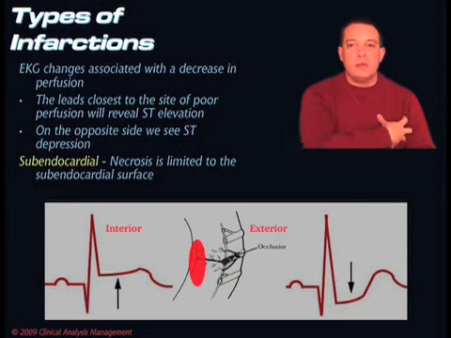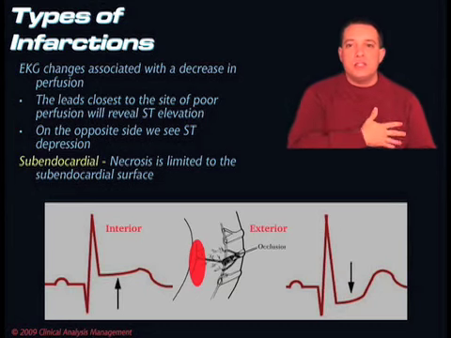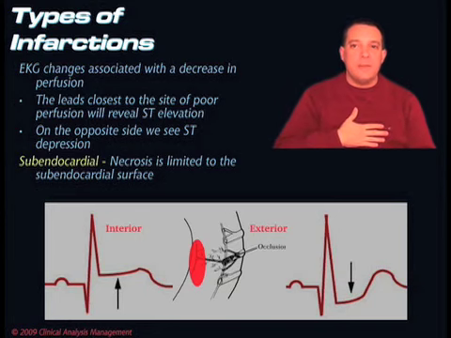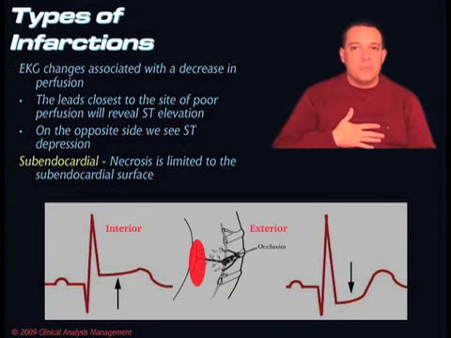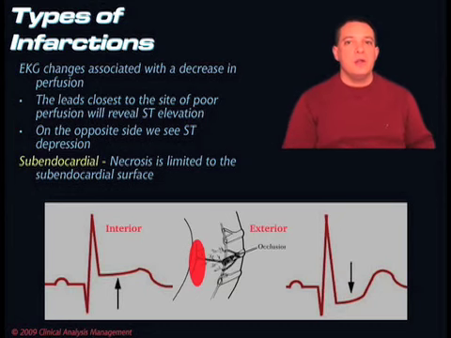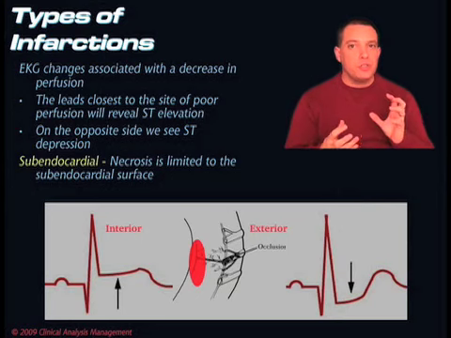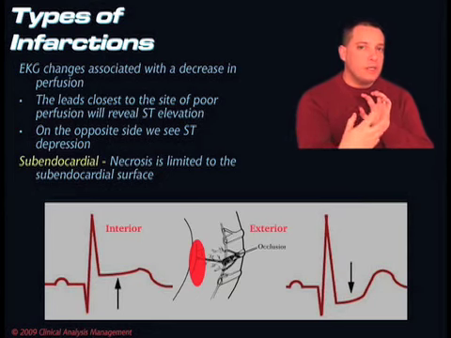But we do still have the ability to put EKG leads on the outside. And so when we put our EKG leads on the outside with this type of MI, with this subendocardial MI, what we're going to see is ST depression. So remember we said there were two things that caused ST depression. The first reason why we would see ST depression is because it's a reciprocal change, because there's ST elevation in another lead.